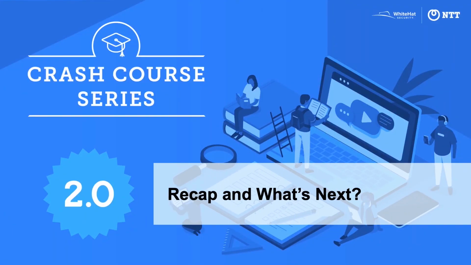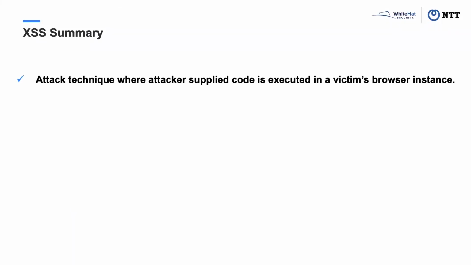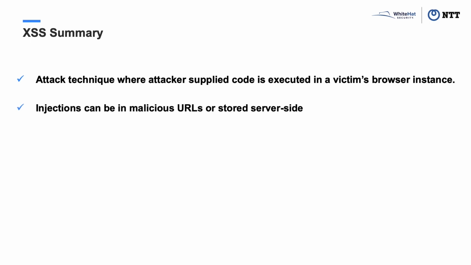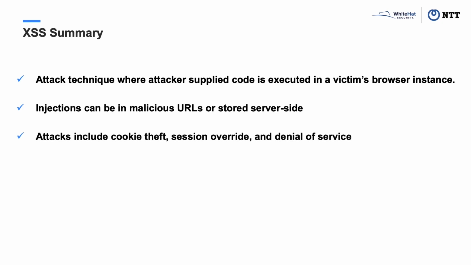And that pretty much wraps up today's webinar, so let's do a quick review and preview. To recap, XSS is an attack where malicious code is executed by a victim's web browser. These attacks can either be crafted URLs, or they can be persistent on the server's database or internal file system. Using XSS, malicious actors can perform an array of attacks including stealing cookies and performing DOS attacks. The three types of XSS are reflected, stored, and DOM-based.